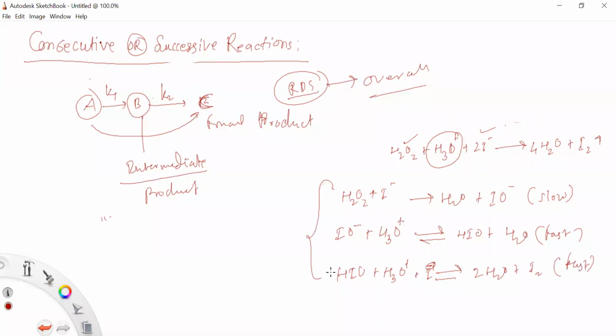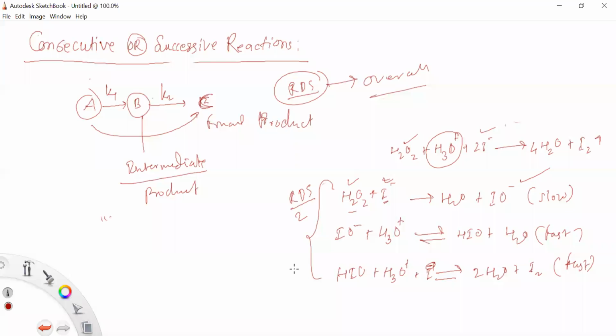So out of these three processes, the first process is very slow and therefore it is the RDS. So the overall rate of reaction or the velocity constant can be determined from this reaction only. The order of reaction depends on the two reactant molecules, whose concentrations change during the course of the reaction, therefore the order of reaction is 2.